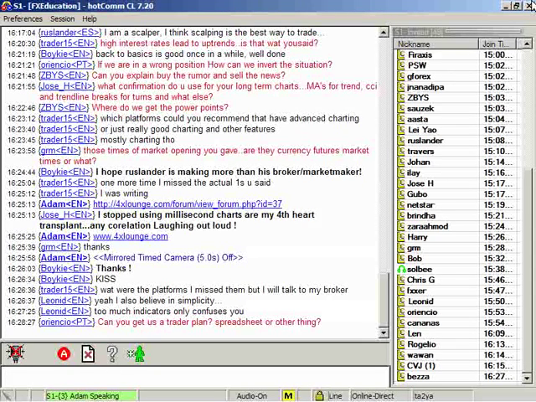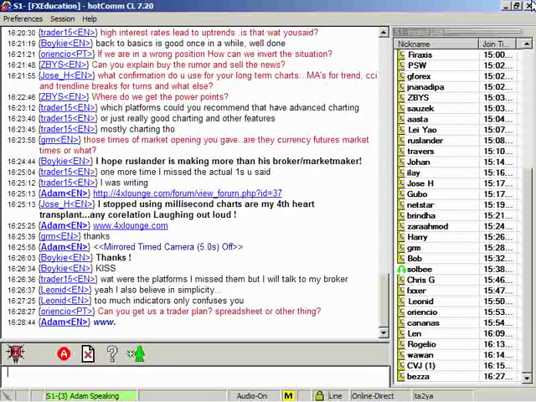Can you get us a trader plan, spreadsheet, or other thing like that? I do not have something printed up. I do have something actually. Visit our forum on forexlounge.com. We have a money management template that we have put together.